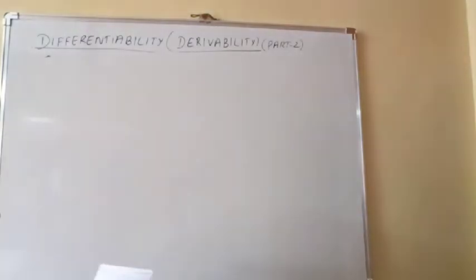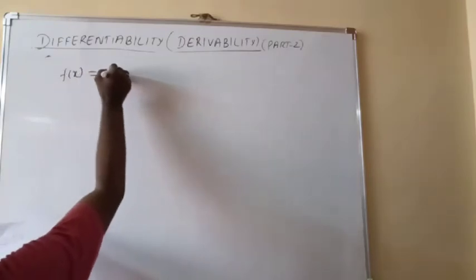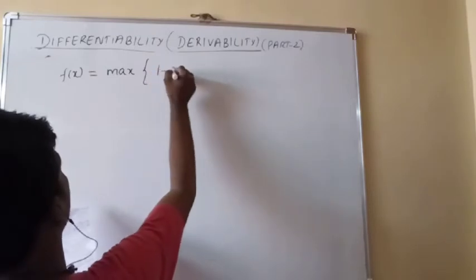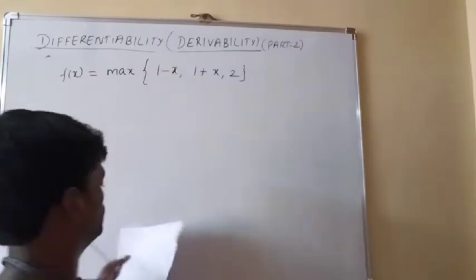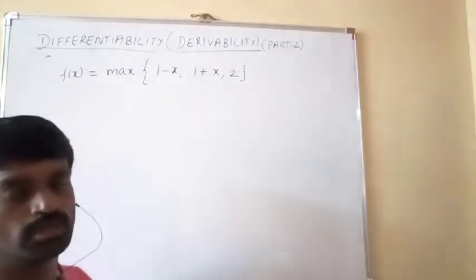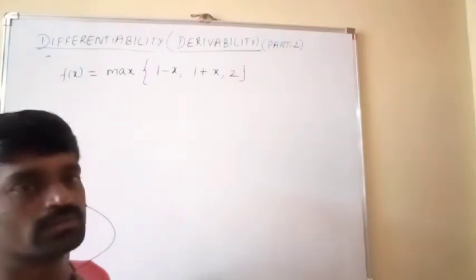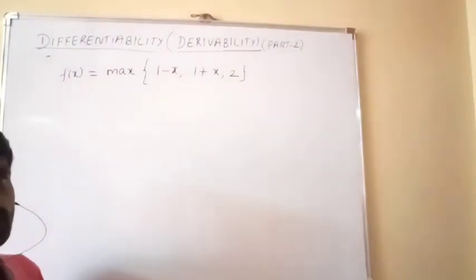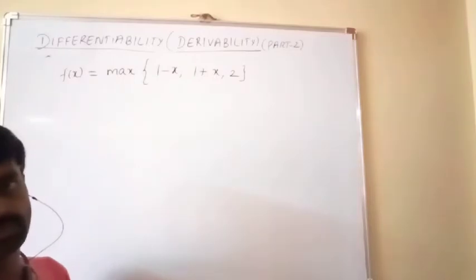So next, f of x is equal to the maximum of 1 minus x, 1 plus x, and 2. Find the number of points where f is not differentiable. This model is also very important. So we have to find the points where f is not differentiable.